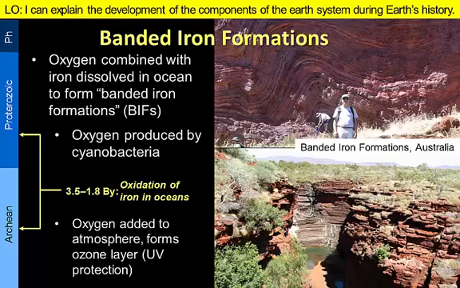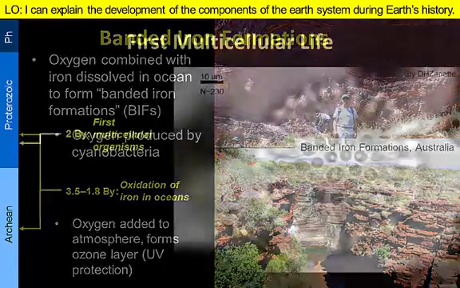These are chemical sedimentary rocks formed when oxygen reacted with dissolved iron in the early oceans. This process continued until all the dissolved iron was oxidized. This took more than 1 billion years. It was only then, when the dissolved iron was used up, that oxygen became available to be added to the atmosphere. Gradually over time, the carbon dioxide concentration in the atmosphere was reduced and the oxygen and nitrogen levels increased.